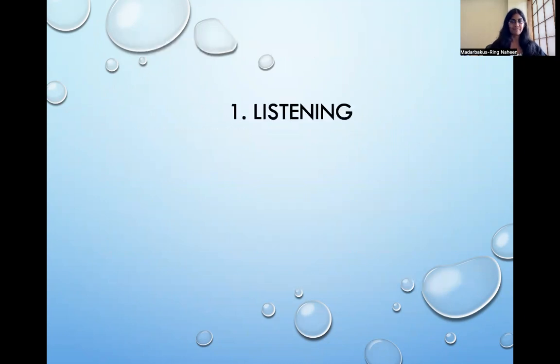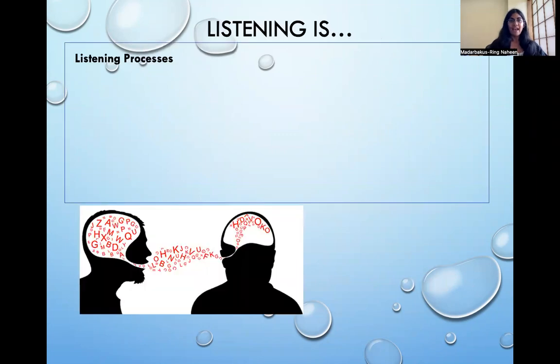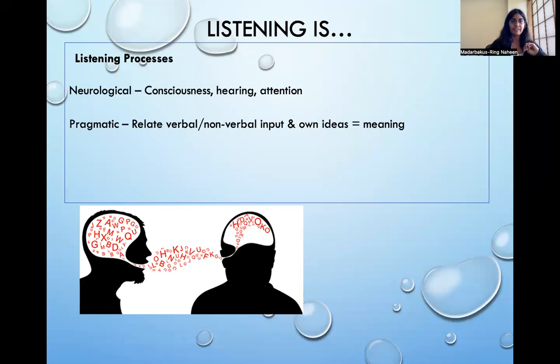So first of all, it's very important to understand what is listening. And by this, I mean, what are the listening processes and how do we listen just in general terms. Listening processes can be divided into 4 different processes. So first of all, we can look at neurological processing, which is basically what we do with the input, how we notice it, how we hear it, and how we attend to it.